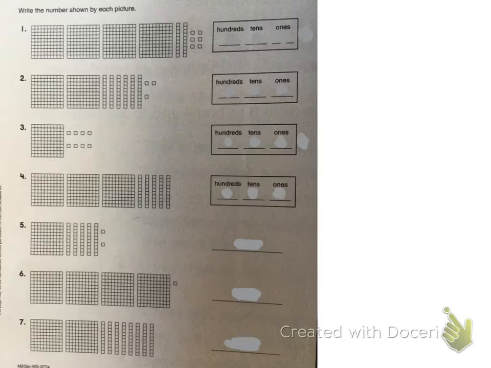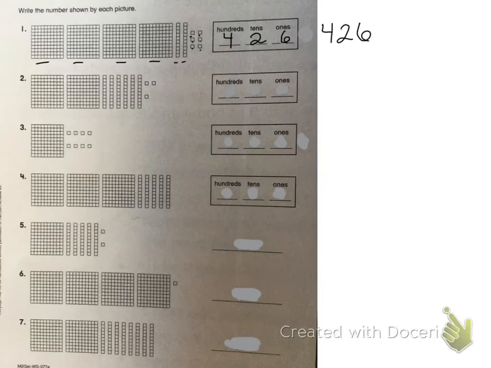So on number 1, you can see that I have 1, 2, 3, 4 hundreds blocks. So over here in the hundreds place, I'm going to put a 4. Then I have 1, 2 tens, so I'm going to put 2 in the tens place. And then I have 1, 2, 3, 4, 5, 6 ones. So I'm going to put a 6 in the ones place. So my whole number is that I have 426. Okay, so let's do the other one.